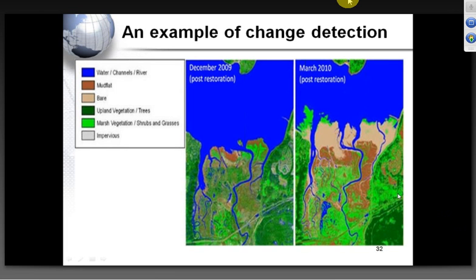Similarly, in another example, this is the December 2009 image of the same area and the March 2010 image. As you can see, the change is clearly detected here. The green shows vegetation, and the blue, the channels or rivers, shows the water. So this is showing a certain change detection over this particular area.